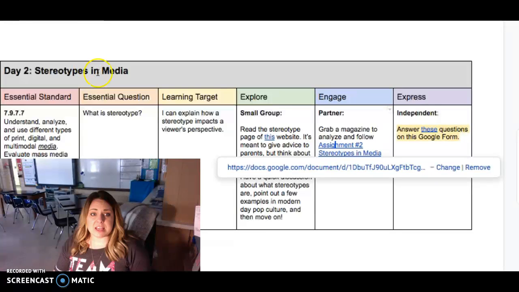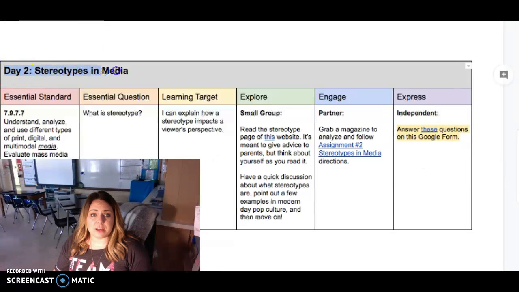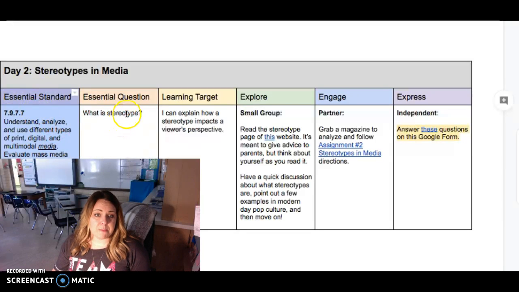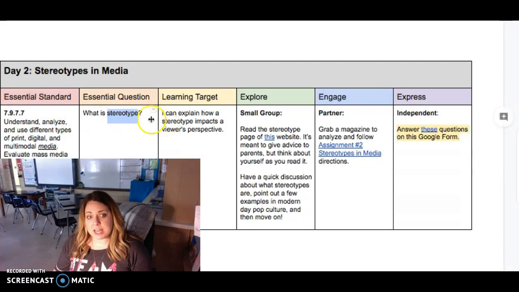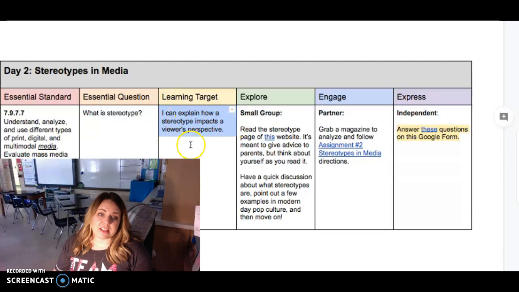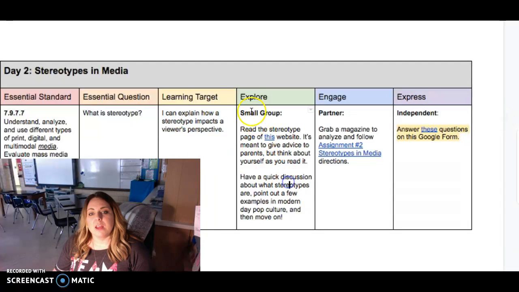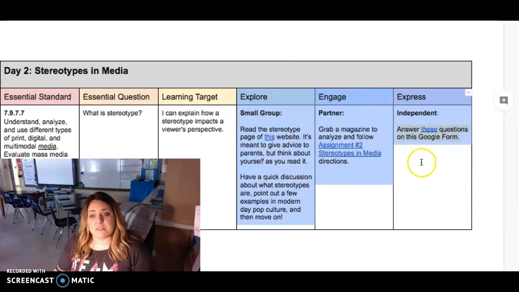Today what I have you guys doing is going into day 2 of the media literacy unit. Just like yesterday, I showed you that there's an essential standard, and it's the same essential standard as yesterday, but there's a new essential question, and this question today is focusing on stereotypes. And then the learning target also focuses on stereotypes, and it says, I can explain how a stereotype impacts a viewer's perspective, right? And then these last 3 columns, explore, engage, and express, this is what you need to do today. Okay, with this in mind, you need to do this stuff right here.